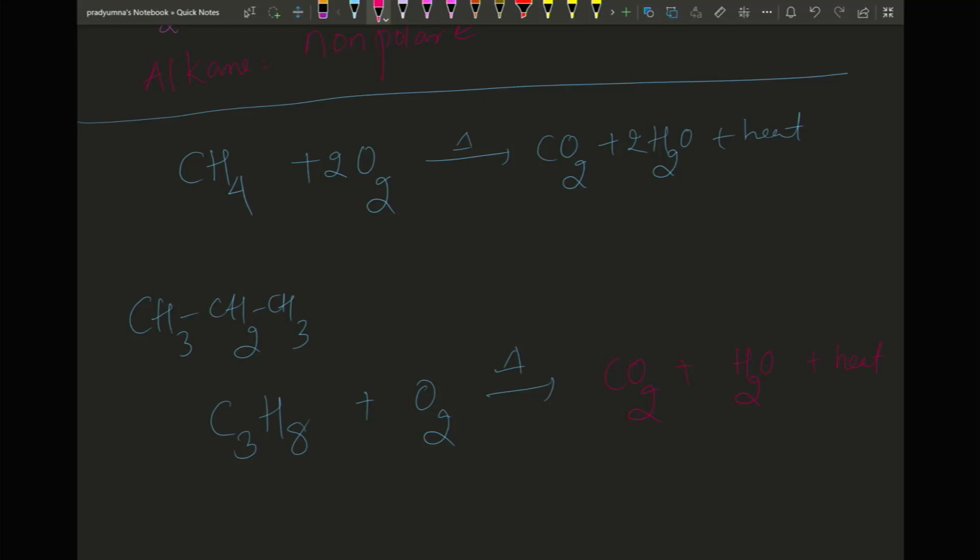Okay, now all you have to do is balance. We have 3 carbon atoms, so we should get 3 carbon dioxides. How many hydrogens do we have? 8, so we should get 4 water. Now how many oxygens do we have? We got 4 oxygens, and here 6, so that's 10 oxygen. So we'll add a 5. All right, so the basic thing that you need to know is all the alkanes burn in oxygen to give you carbon dioxide and water. All right, so I'm going to stop here.